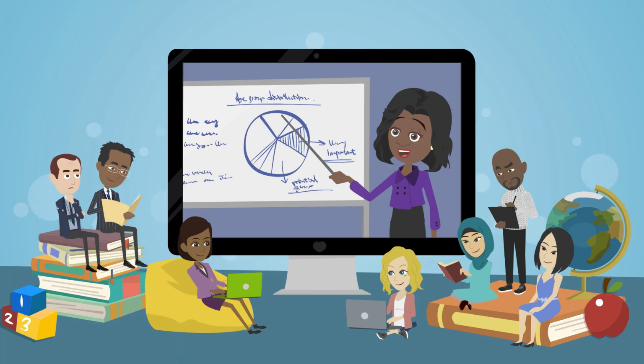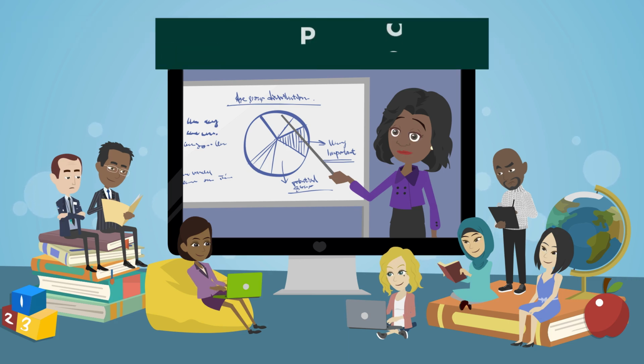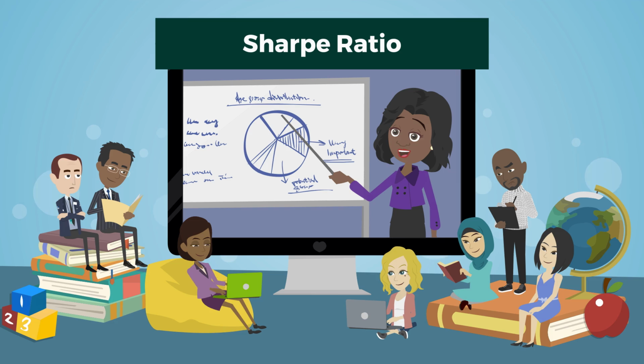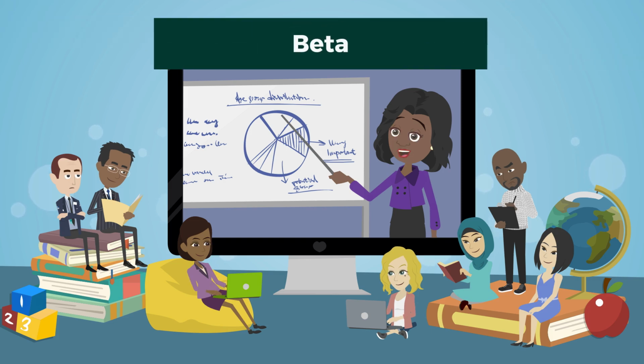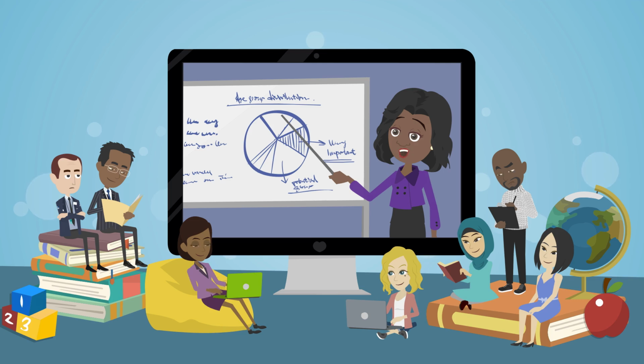These metrics are not just numbers, they tell a story. The Sharpe ratio helps investors understand if the return justifies the risk. Alpha shows if the manager adds value, and beta helps gauge the fund's market risk exposure. Together, they paint a picture of performance quality.